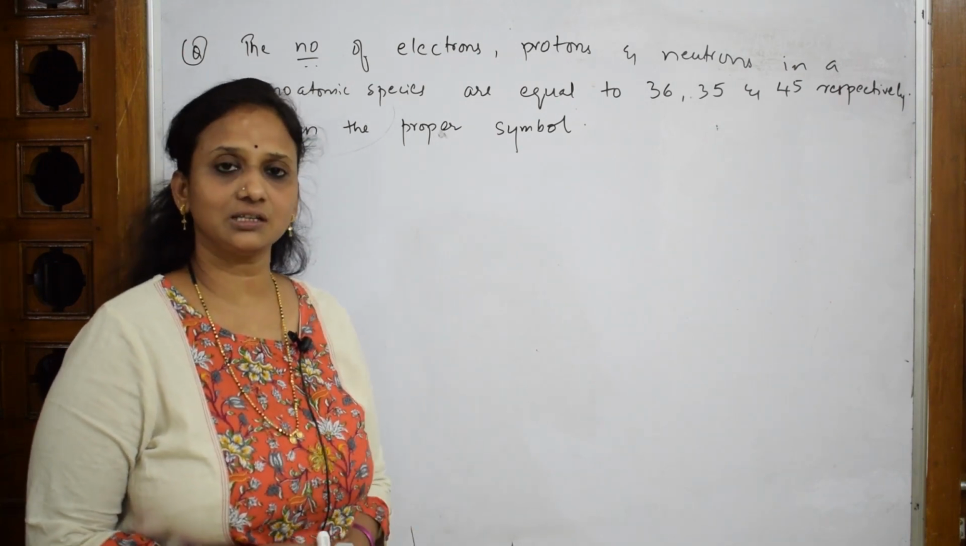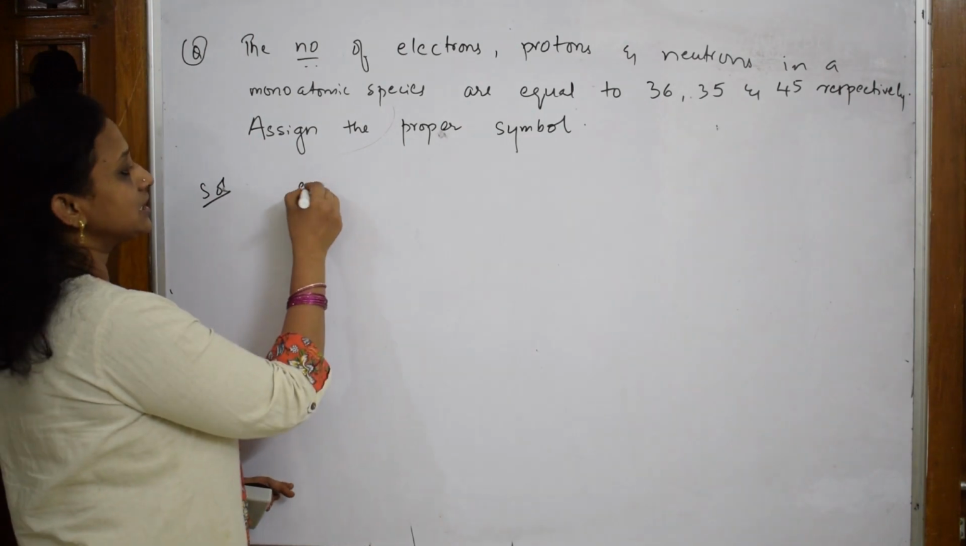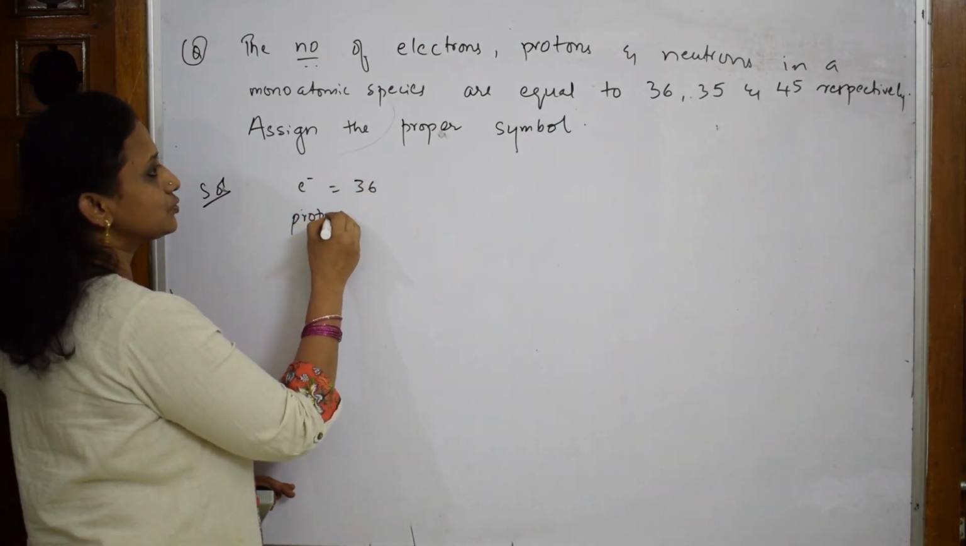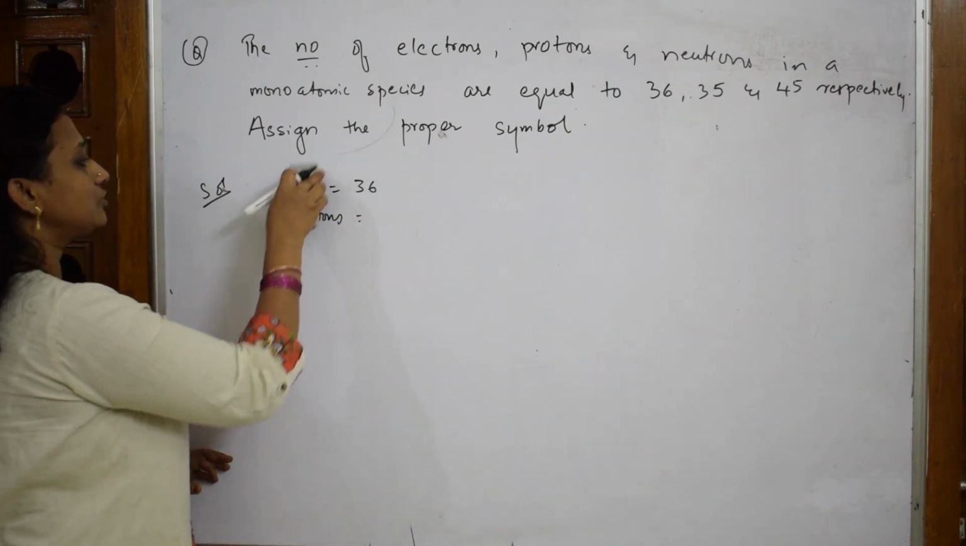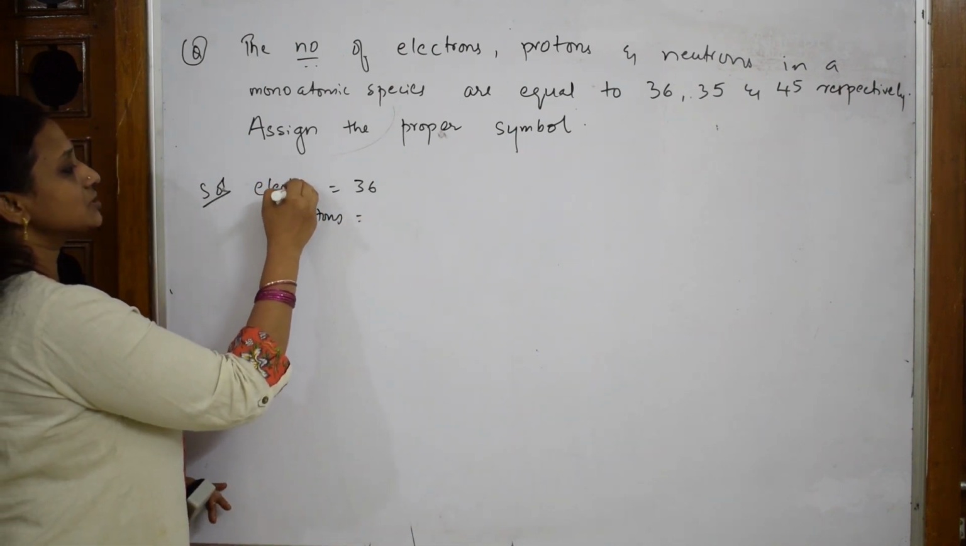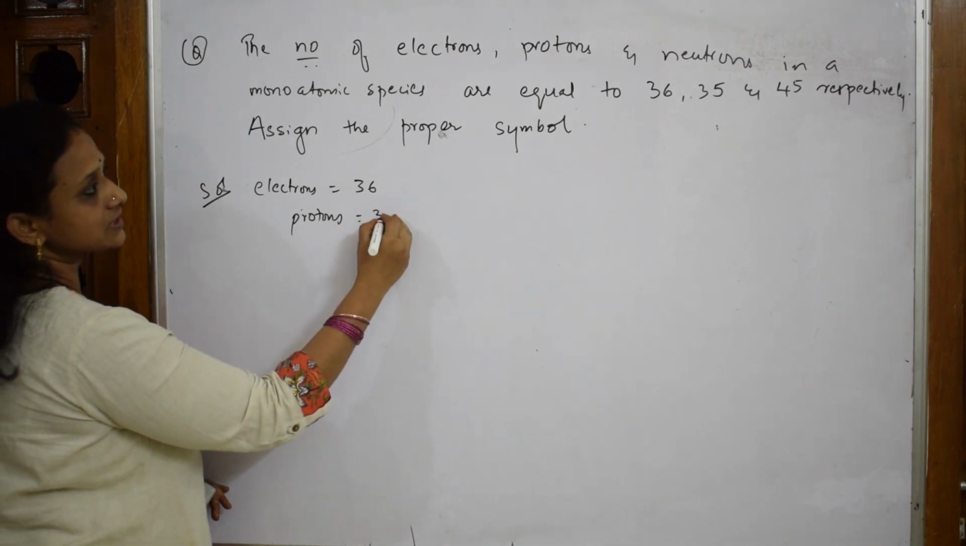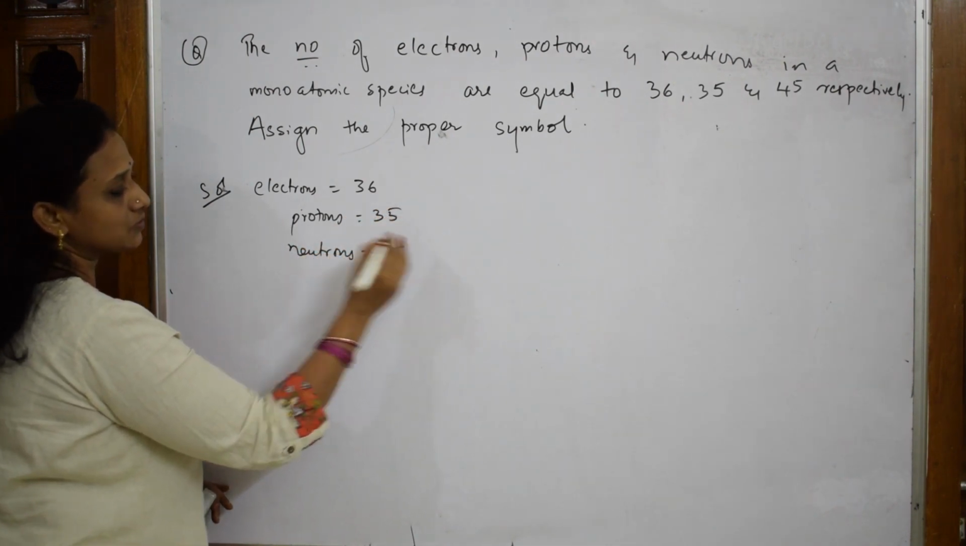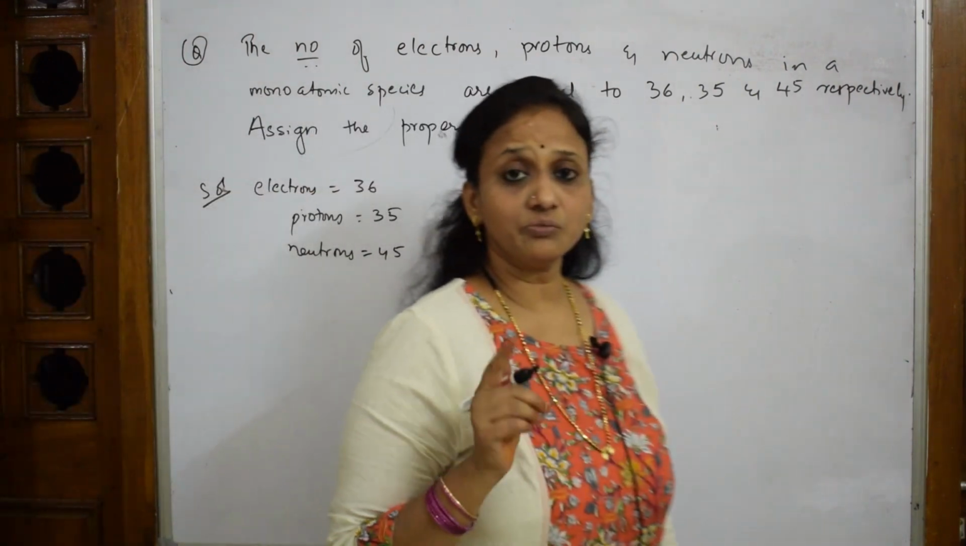So what actually are the clues? Let's see. First they've given us electrons equal to 36, protons equal to 35, and neutrons given to us is 45. This is what is given. So one clue which they've given is monoatomic.